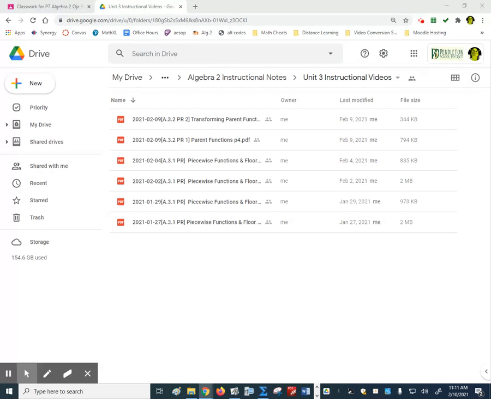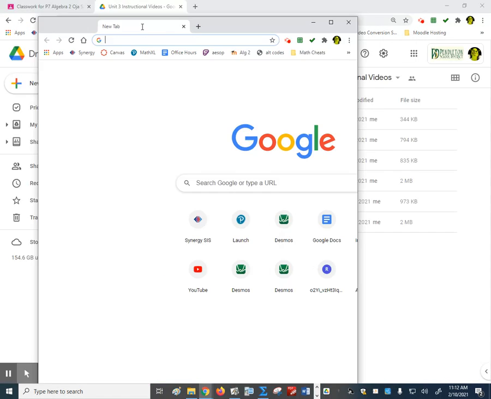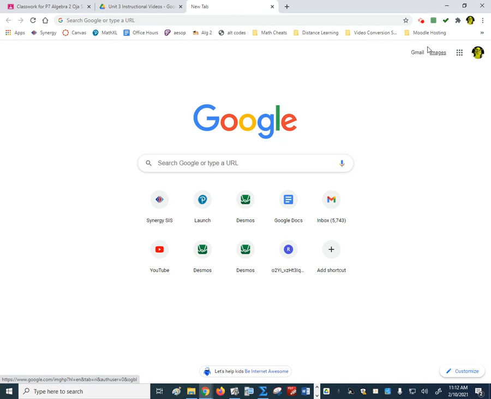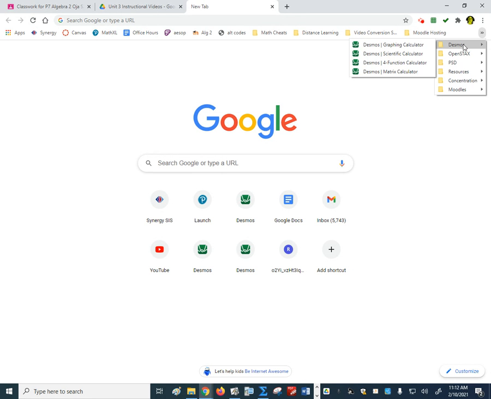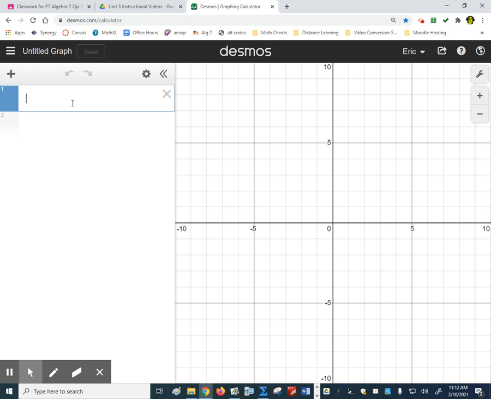How do you type a cube root into Desmos? I was trying to figure it out. Okay, good question. Let's look and see. So on Desmos, I'll show you how. On Desmos, you can do this. I think you can do it 2 ways.